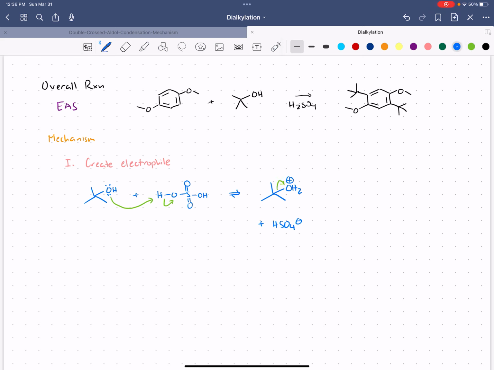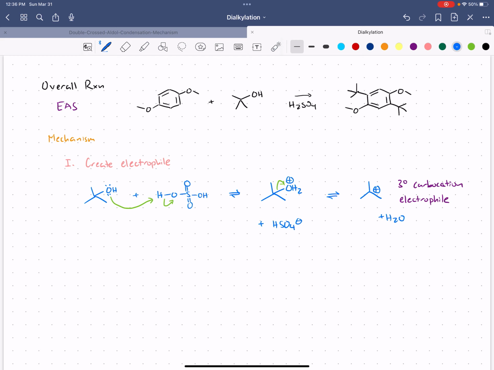Normally that wouldn't happen, but we form a very stable carbocation. We all know this as a tertiary carbocation. And this is our electrophile. It is the species that's going to be attacked by the nucleophile. The nucleophile in your reaction is the 1,4-dimethoxybenzene. We also kicked out water.